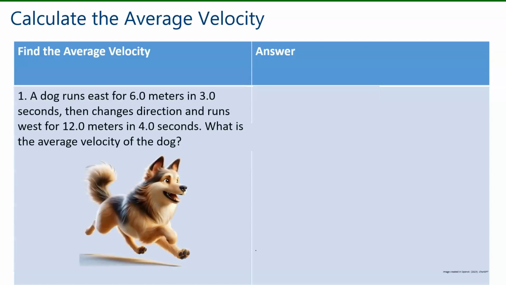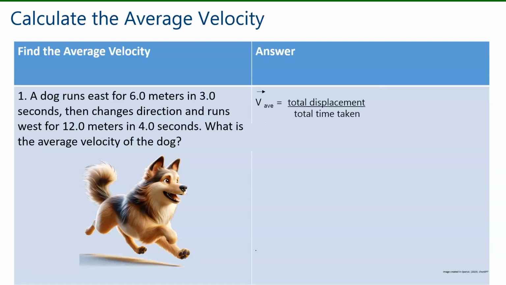Our first problem says, a dog runs east for 6.0 meters in 3.0 seconds, then changes direction and runs west for 12.0 meters in 4.0 seconds. What is the average velocity of the dog?